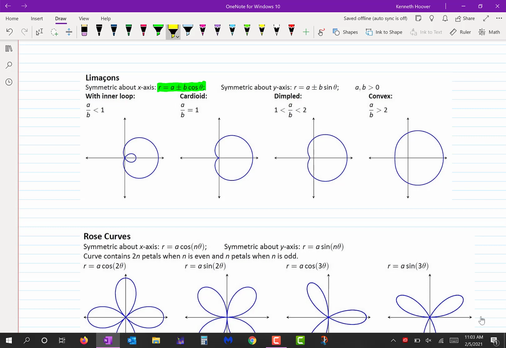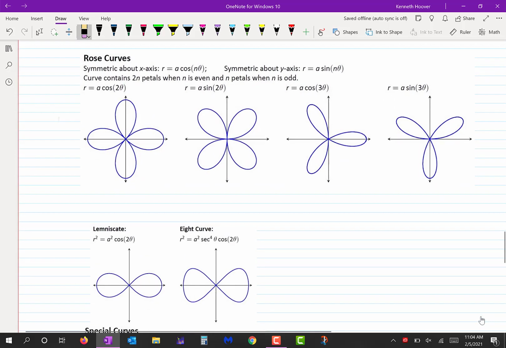Okay, and what they're saying here is that if that first number a is smaller than b, then you get this loop inside there. If a is the same size as b, like it was for us, they were both 1, then you get a cardioid. If a is between b and twice b, then you get what they call dimpled. It's like a cardioid, but this pointed part right there has kind of been pushed out. And if a is bigger than twice b, then you lose that dimple entirely and it becomes more like a circle that's flattened at one end. Okay, those are called limaçons.